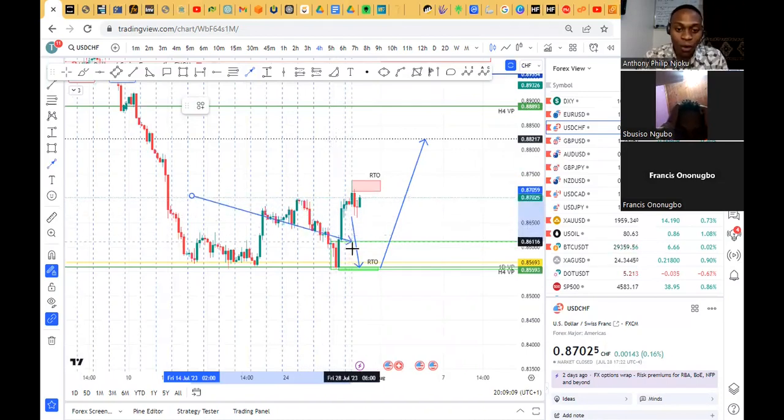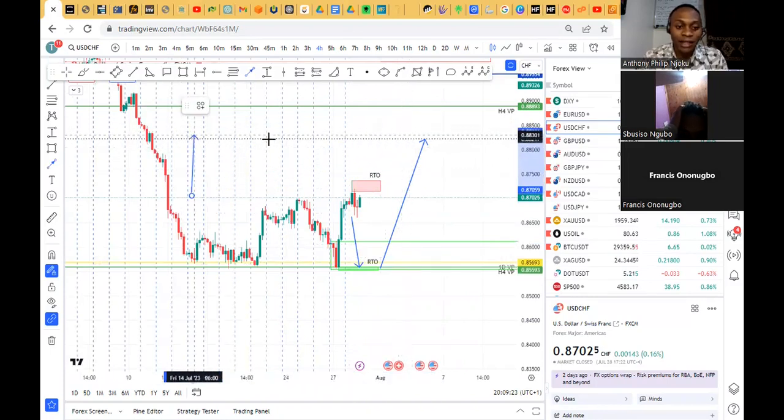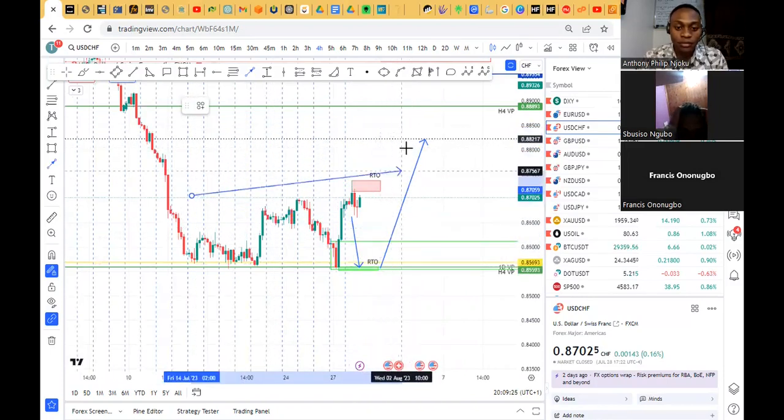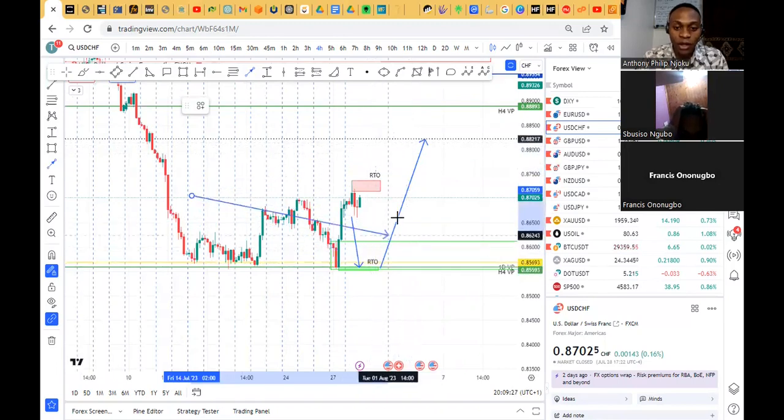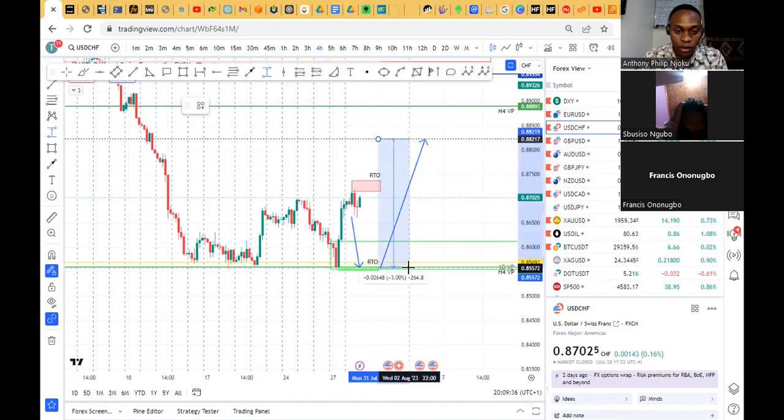But for now, because we're expecting the DXY to go to the downside, we also expect the USD/CHF to go to the downside, come over here, fulfill efficiency, and also return to this origin before we see more push to the upside. And from here down to here is about 200 pips or so. Let's get that calculation accurately. Okay, yeah, it's about 263 pips.